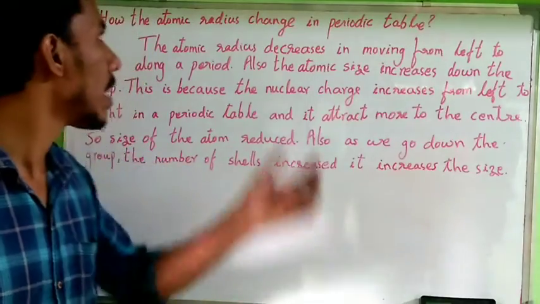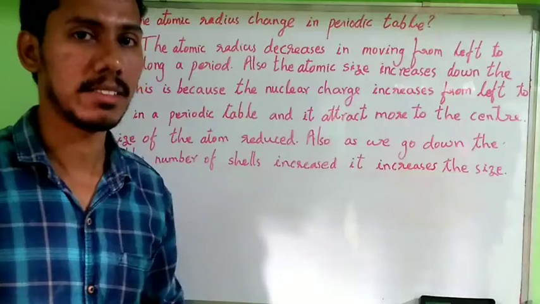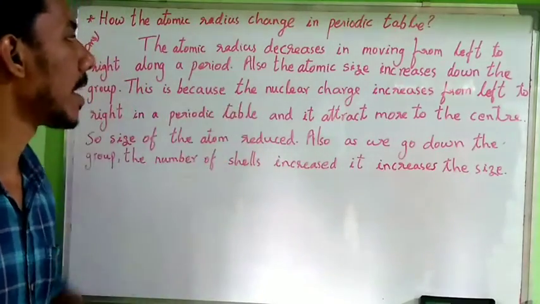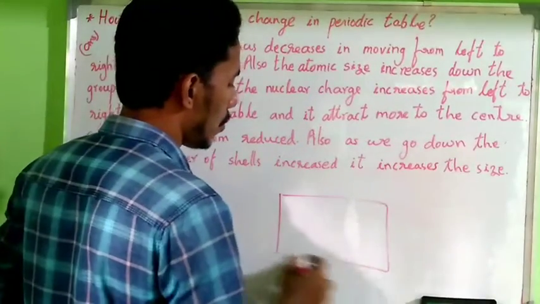Okay, then how does the atomic radius change in the periodic table? We want to find the reasons for this change. The atomic radius decreases in moving from left to right.